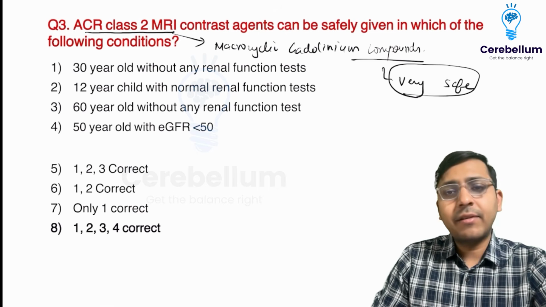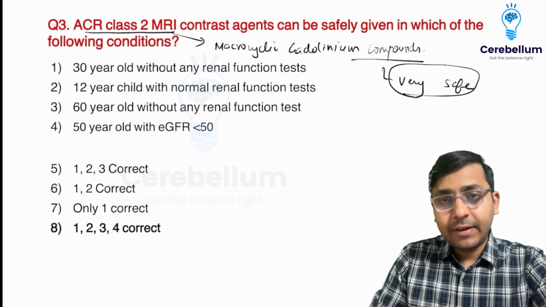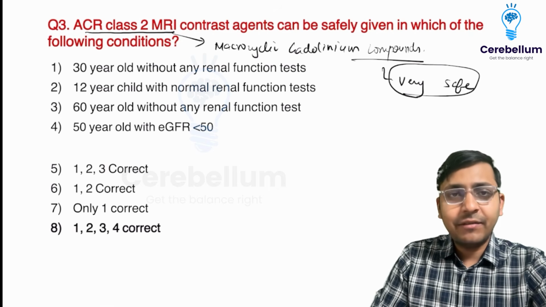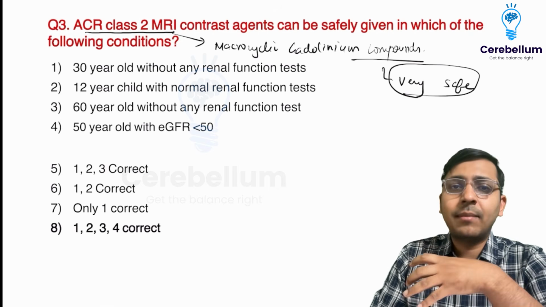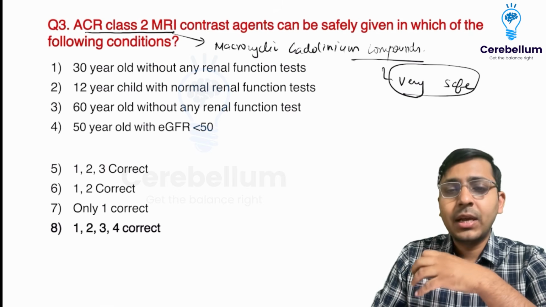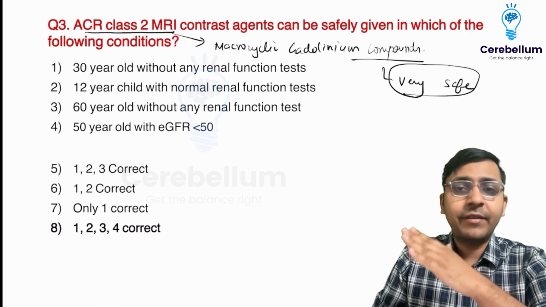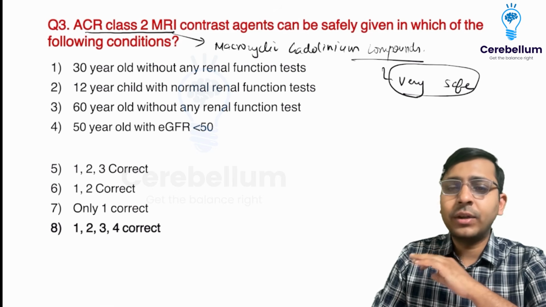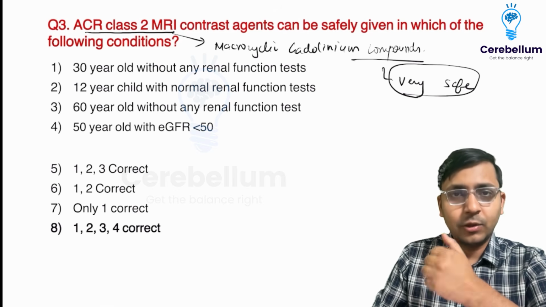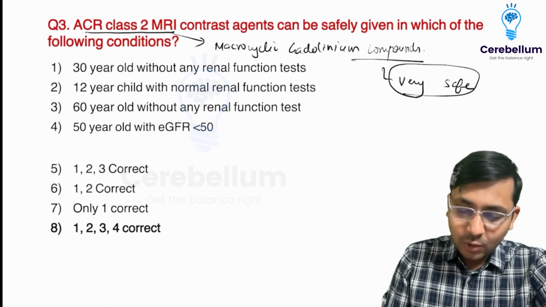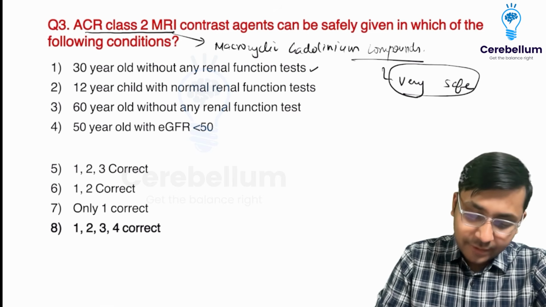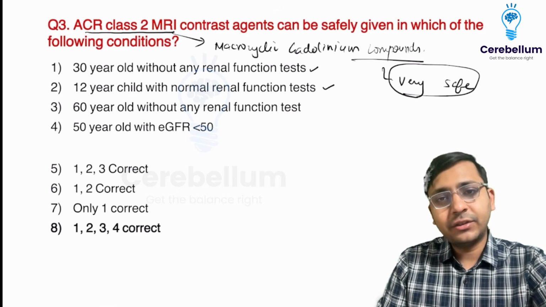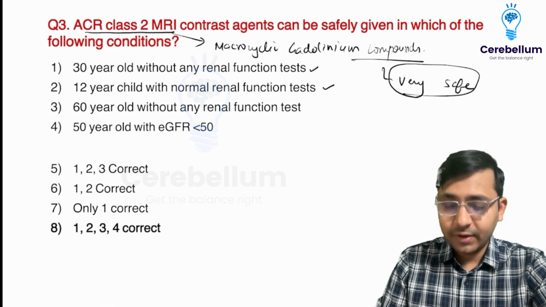So even in advanced renal failure, we can give. And in fact, ACR says that when you're giving this class 2 macrocyclic contrast agent, you don't have to even get an RFT done. You don't have to estimate the GFR. They're very renal safe. They have extremely low risk of NSF. So let's see the options. 30-year-old without any renal function test, you can give. 12-year-old with renal function test, you can give. 60-year-old without renal function test, you can give.